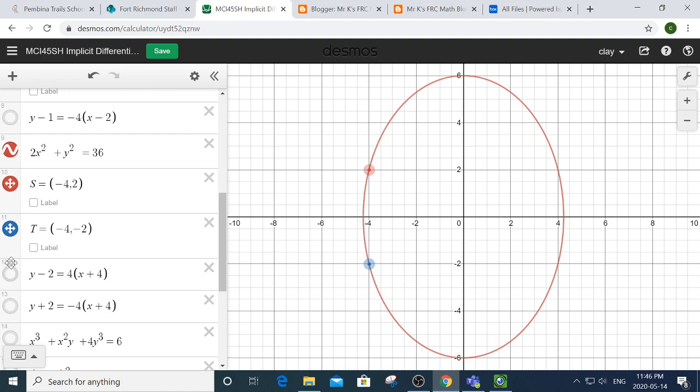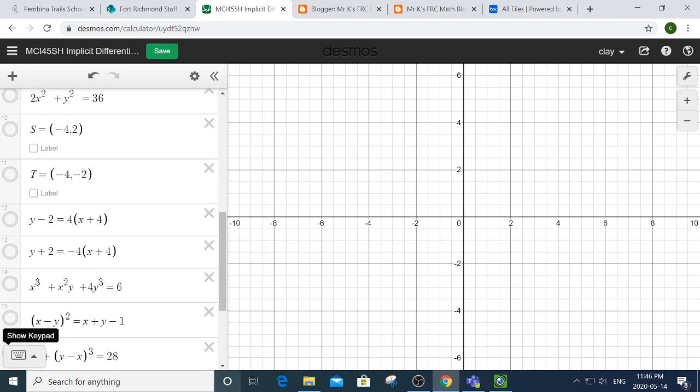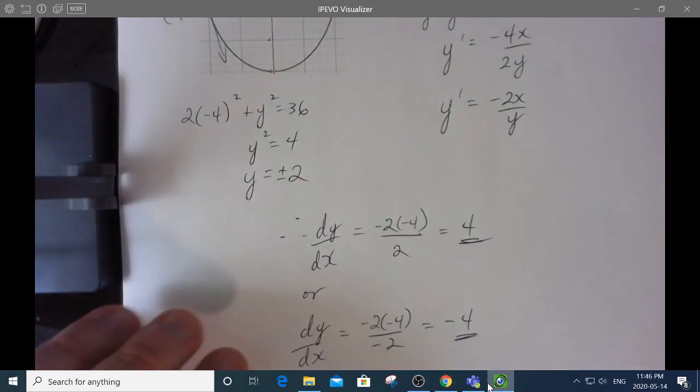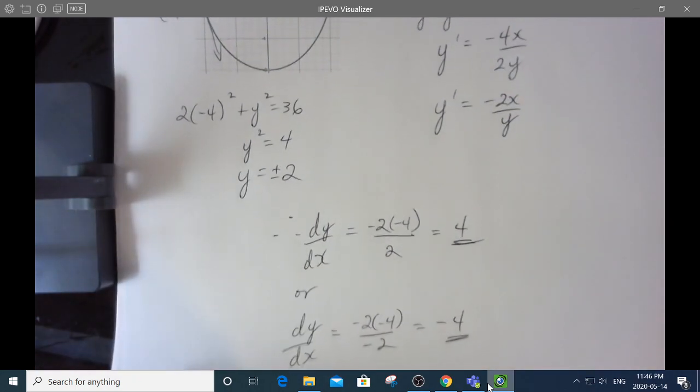Okay. Let's move on to example 4. Okay, no blurries, no blurries, no blurries. Yay. Okay. All right, example 4. Find the derivative if I have the equation x cubed plus x squared y plus 4y cubed equals 6.